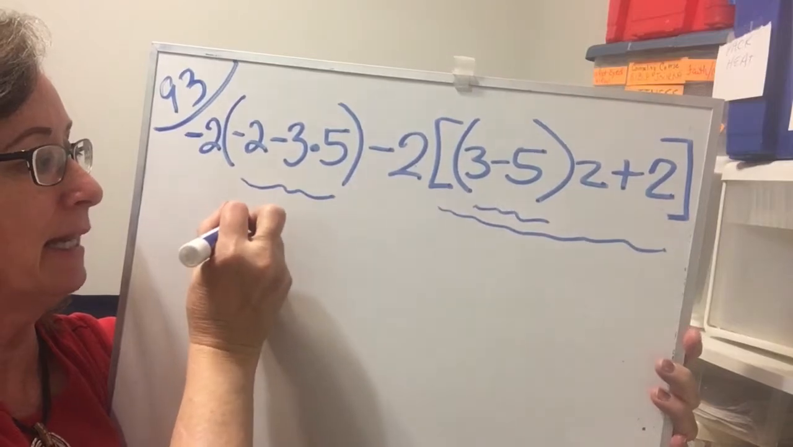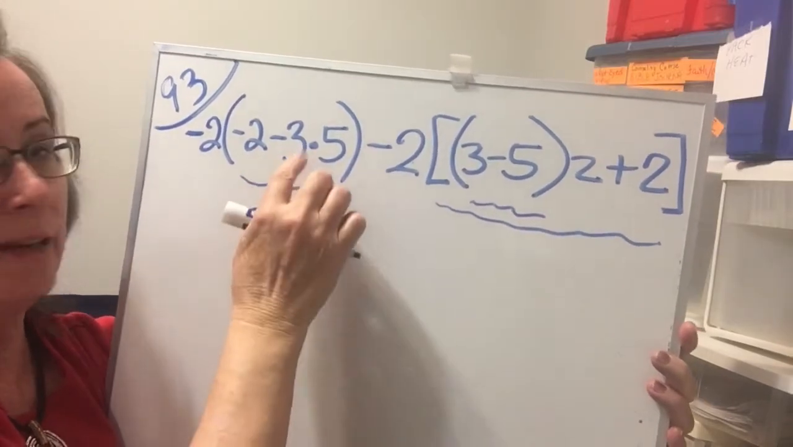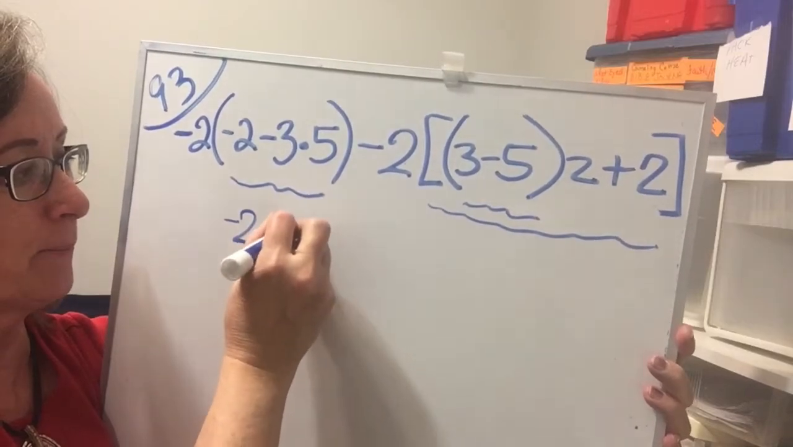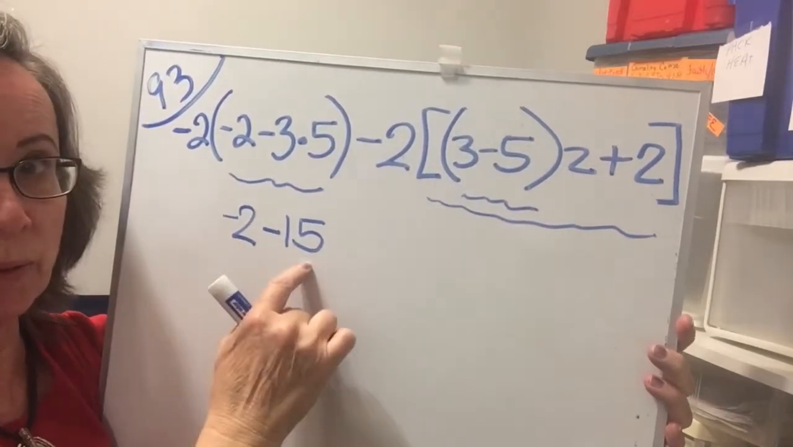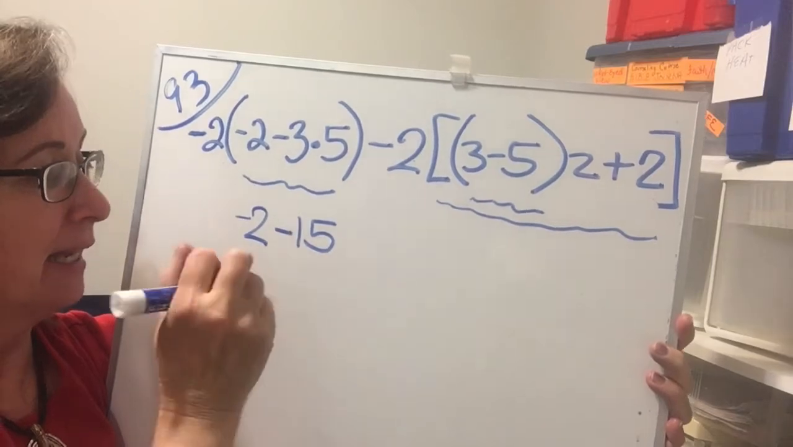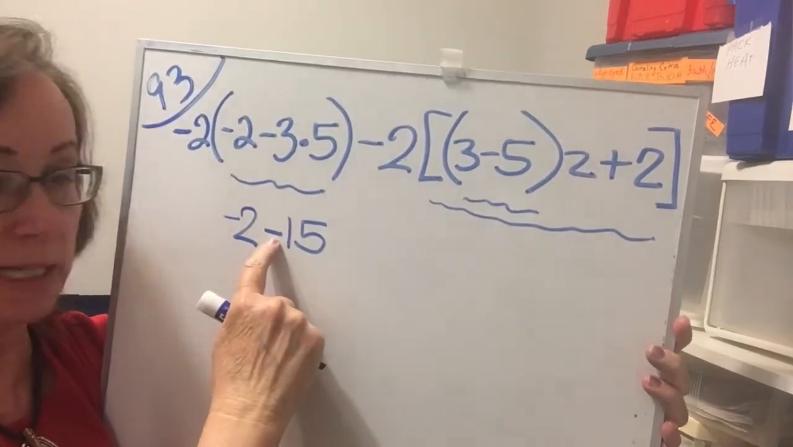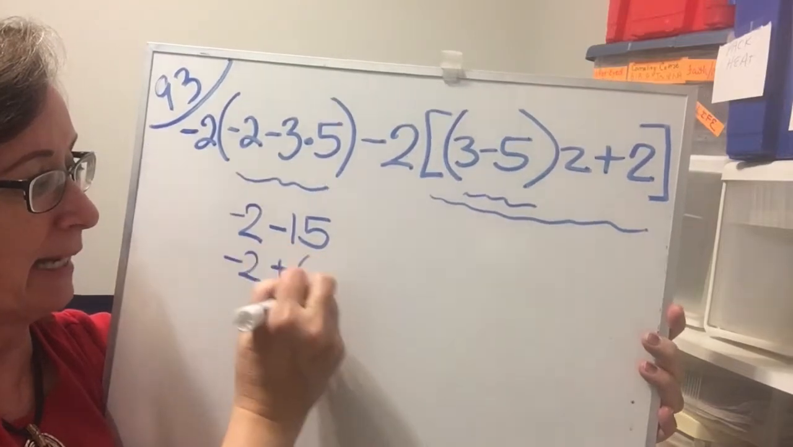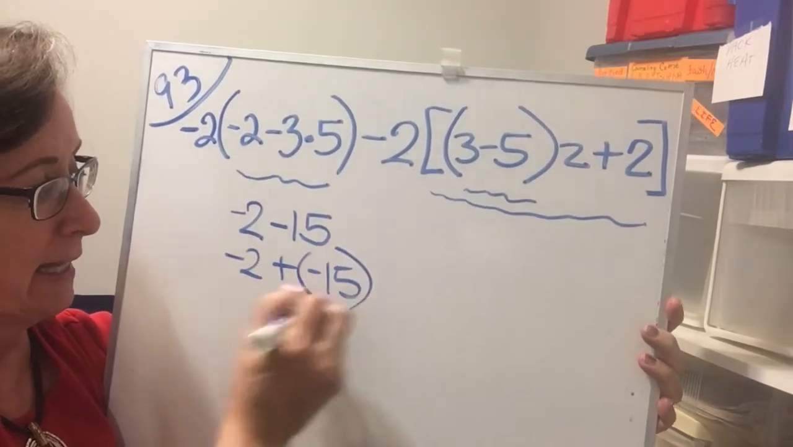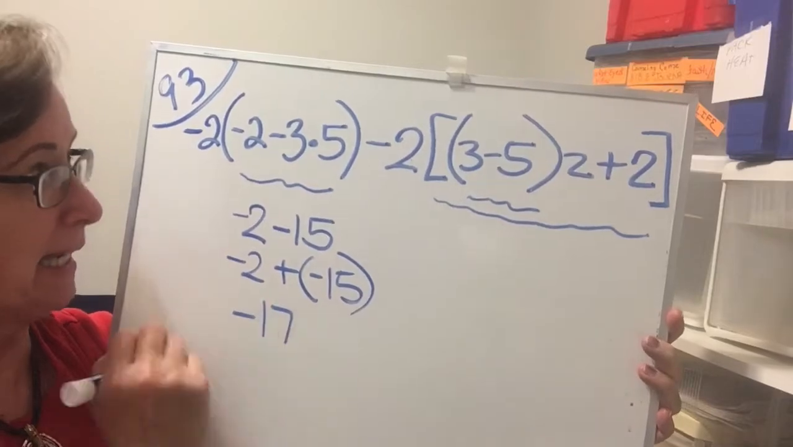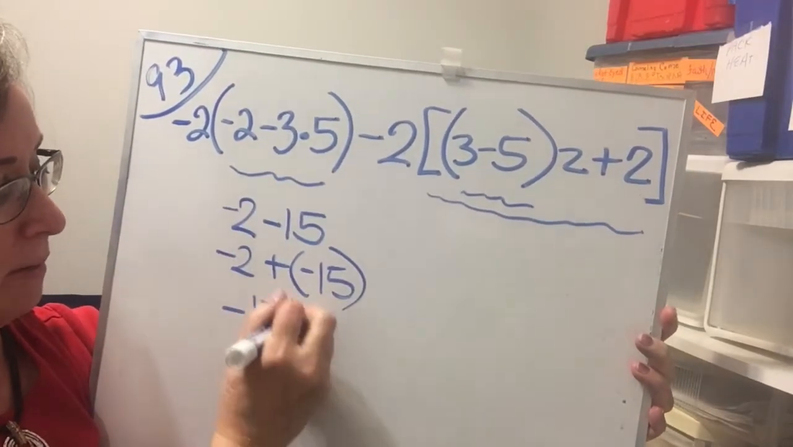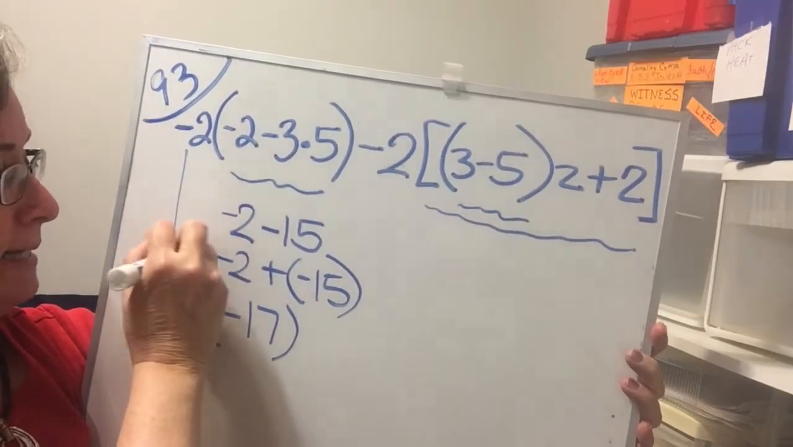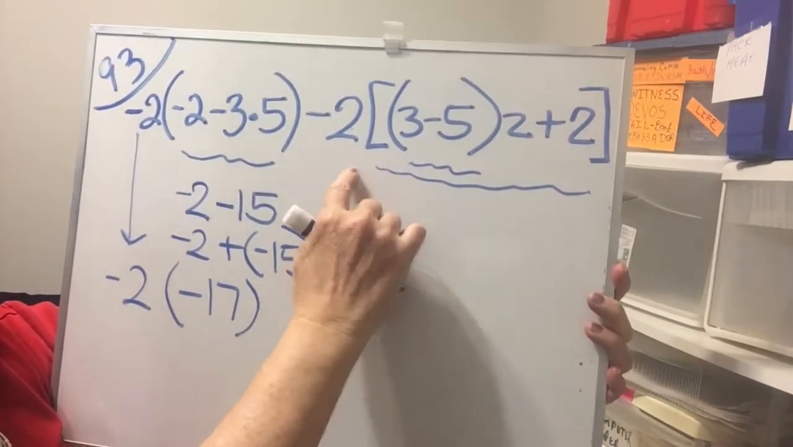So I'm going to get -2. -3 times a +5 would be a -15. And then -2 plus a -15 is going to be, remember I can change that to plus a negative. So -2 plus a -15 is a -17 inside this parenthesis. So we'll bring the -2, we'll just bring it down, and then we move on to the next one.